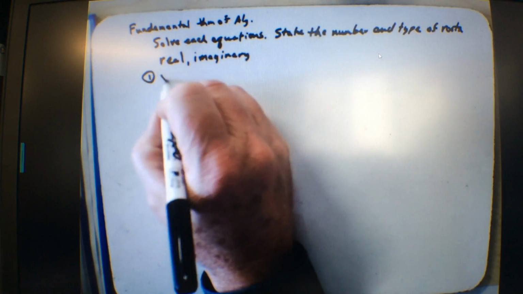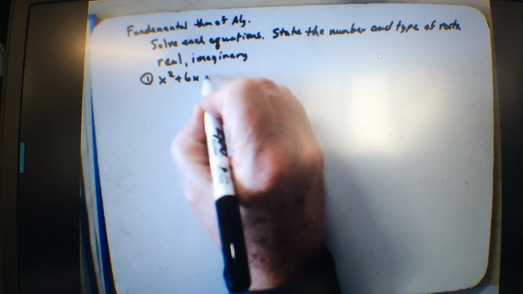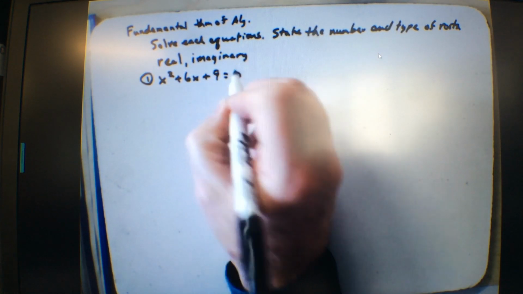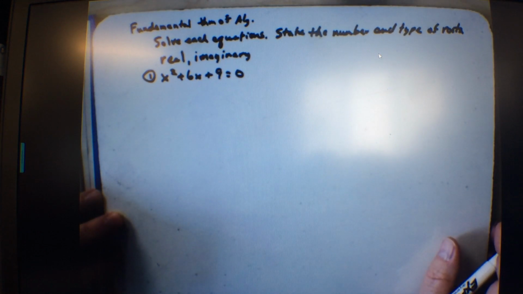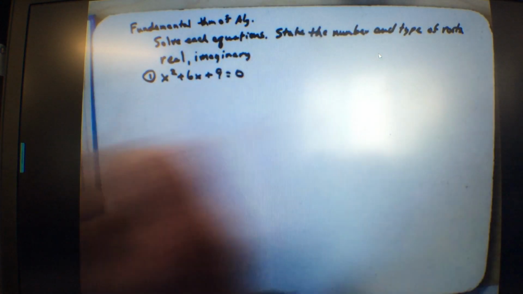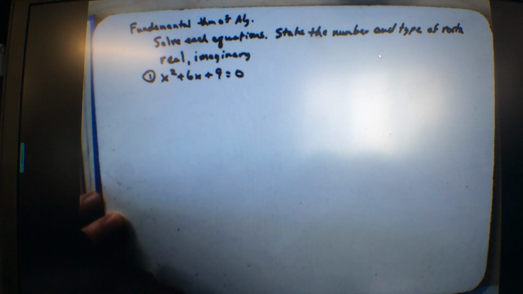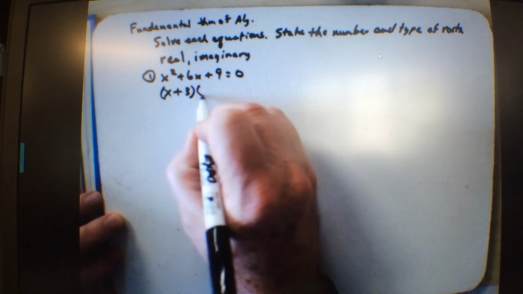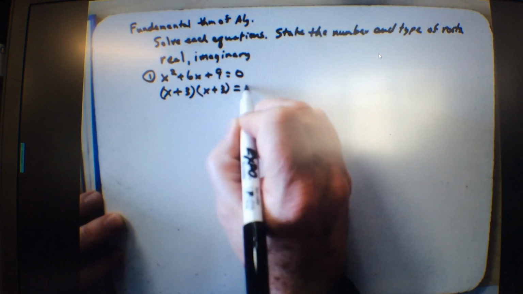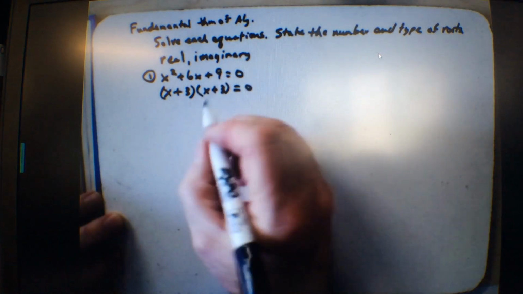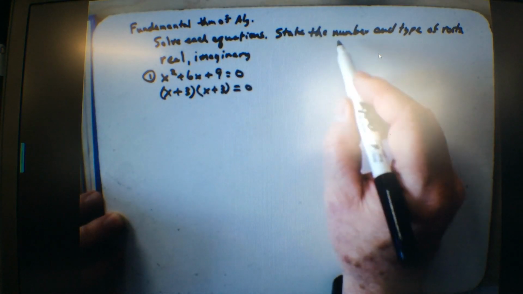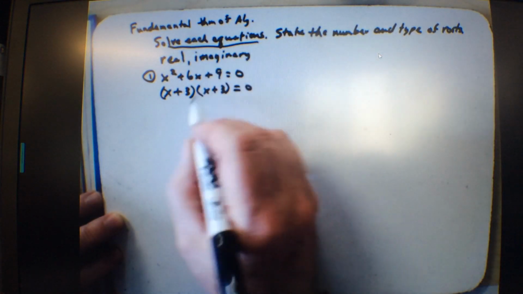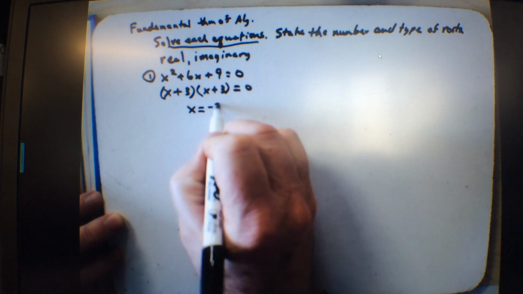All right, so let's take a look at number 1. It says x squared plus 6x plus 9 equals 0. Okay, so we're going to try to factor that. You may have to use the quadratic formula. You remember the quadratic formula, or do I need to write it down? No. Okay. This is x plus 3 times x plus 3. And so my answer to the first one is x equals negative 3.